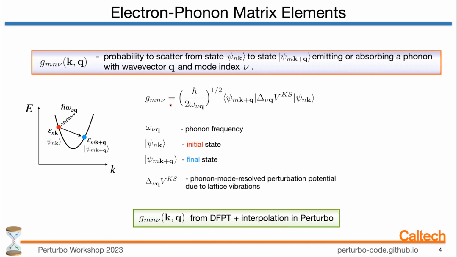So what are those electron-phonon matrix elements? You have seen them already. Just as a quick reminder, on the right-hand side you have the initial state wave function. On the left-hand side, in this sandwich, you have the final state wave function. And in between, you have the mode-resolved perturbation potential. We compute this quantity from DFPT and then interpolate it in Perturbo.